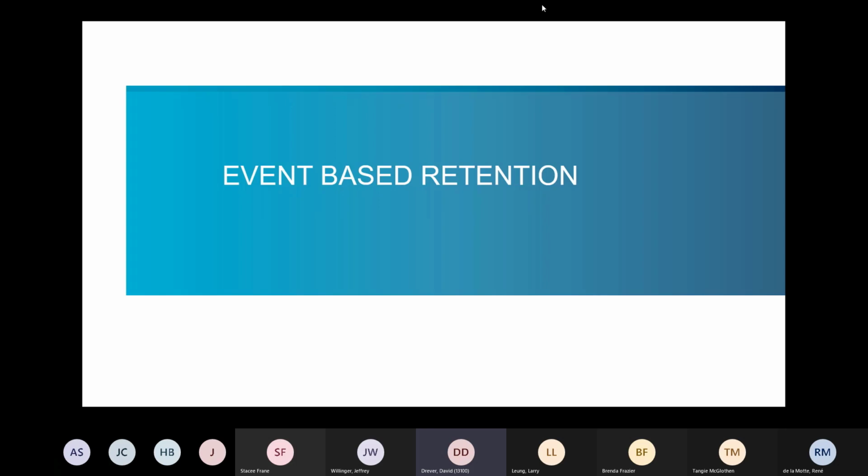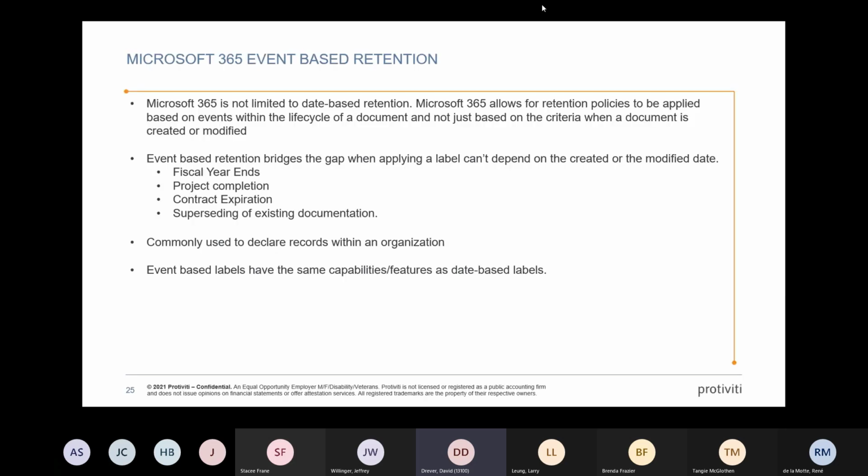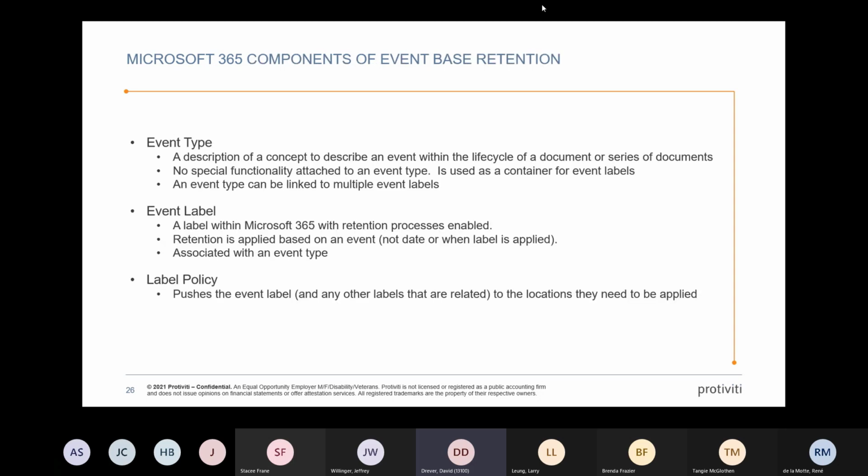Event-based retention is exactly what it sounds like. Other types of retention in your environment are based on when the document was created, when the document was last changed, when you applied the label, or on an event. So let's say, for instance, a contract. You have a contract with a vendor, and that contract has expired. That's an event. You can have one where an employee leaves the company. That's also an event. Fiscal year end. These are all events. These are all things that aren't based on a date. They're based on something happening. So that's what an event-based retention is.